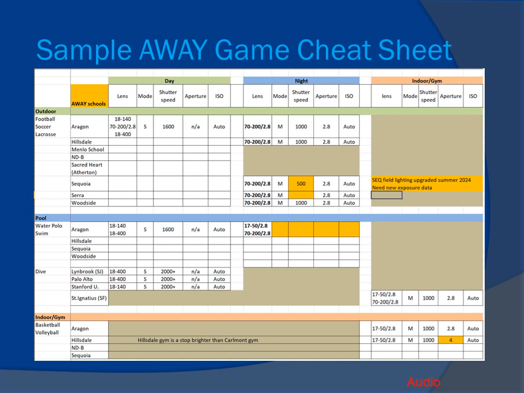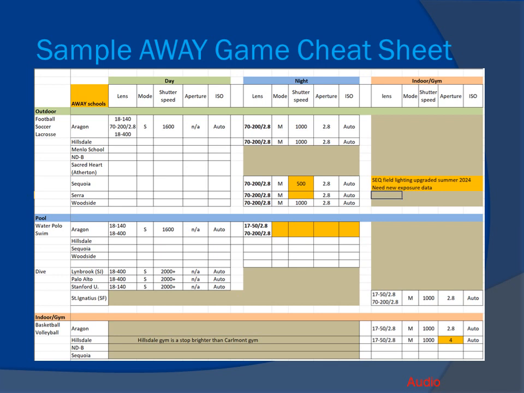Go down to indoor gym, basketball, volleyball, Hillsdale. The note right after Hillsdale Gym is a stop brighter than at Carlmont's gym. So the exposure for the gym at Hillsdale: 17 to 50 2.8 lens, mode M, 1/1000 of a second, aperture f4 rather than 2.8, ISO auto. So the specific exposure for that gym based on their lighting will be in here.